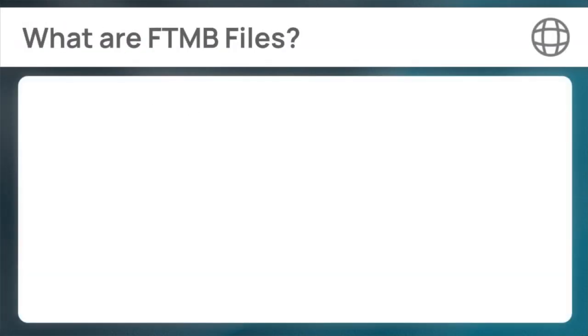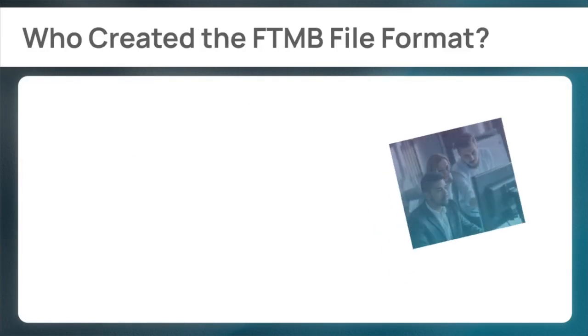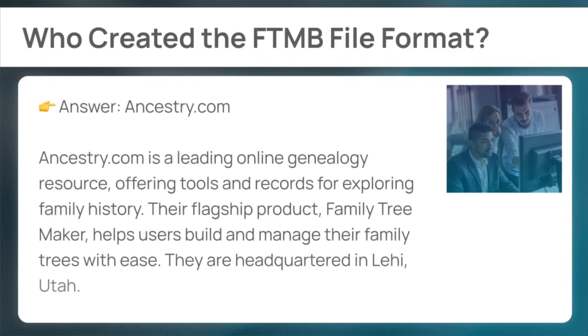A FTMB file is a backup created by Family Tree Maker, a genealogy software program used to create and manage family trees. It contains a compressed copy of all the data associated with a family tree project, including individuals, relationships, events, notes, sources, and media files. This backup allows users to restore their family tree data in case of data loss or corruption.